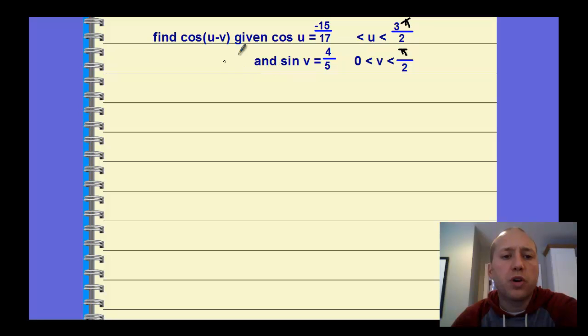So here's another problem where you want to find the cosine of the subtraction of u minus v, and you're given what the cosine of u is and the sine of v.